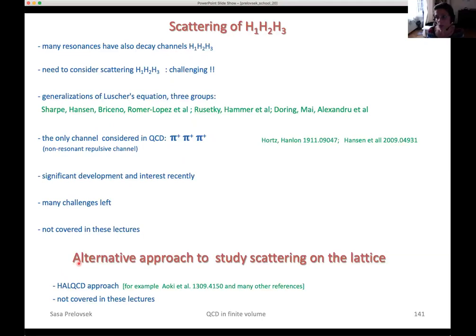I only mentioned the Lüscher approach. There is an alternative approach, which is called the HAL QCD approach. You should look at the references of Aoki et al. if you want to study scattering with this approach. I didn't cover it. This is done mostly by the Japanese.